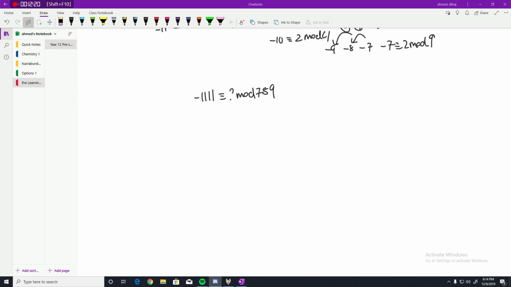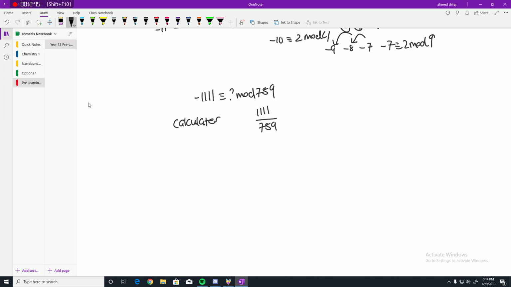So basically, this one is a little bit more tricky because the numbers are a lot bigger, so you need to use your calculator. I'll teach you how to use your calculator. There are a couple of things you need to know. On your calculator, you write 1111 over 759.